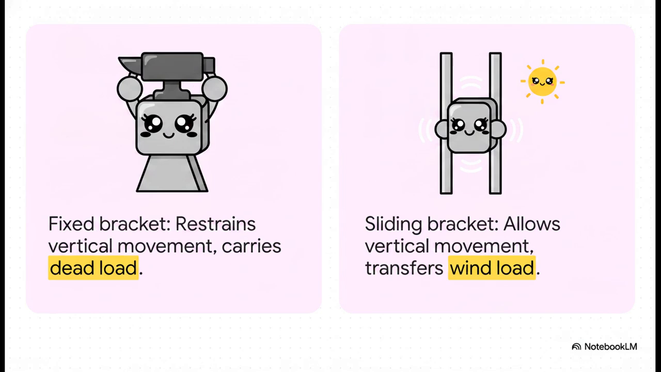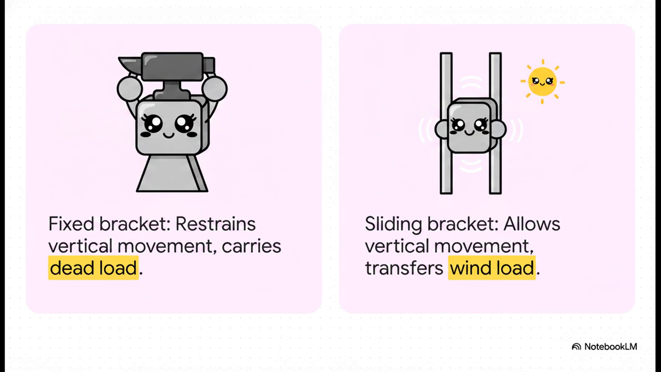Now listen up if you're on site, because this next part is a massive red flag checklist item. The brackets connecting the mullion to the slab are not all the same. You absolutely must verify that every floor-to-floor mullion run correctly pairs exactly one fixed-point bracket with multiple sliding point brackets. The fixed bracket carries the heavy dead weight of the system. The sliding brackets, on the other hand, have slotted holes. These allow the mullion to slide up and down as the aluminum expands in the hot sun, while still locking in the horizontal wind load.